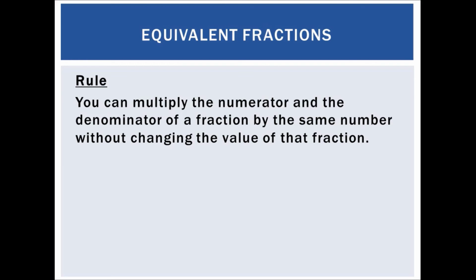Now let's go in the opposite direction, which is equivalent fractions, or expanding fractions. The rule says that you can multiply the numerator and denominator of a fraction by the same number without changing the value of that fraction. So it is very similar to the idea of a over a being equal to 1. We want a number that you will multiply on the top and also on the bottom to expand the fraction.